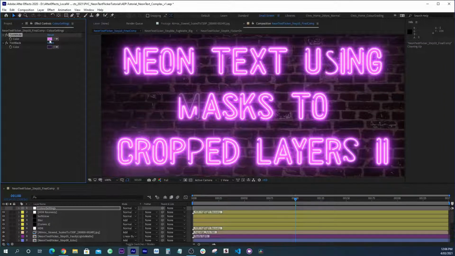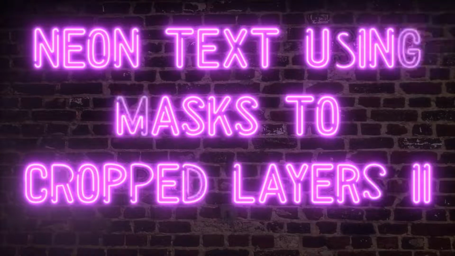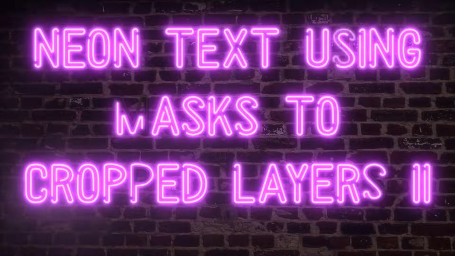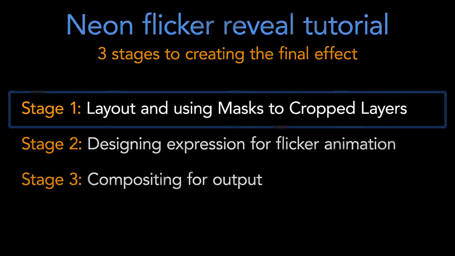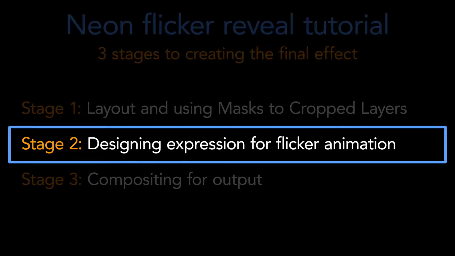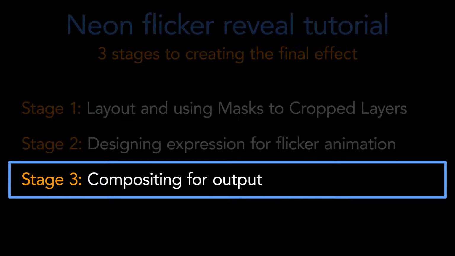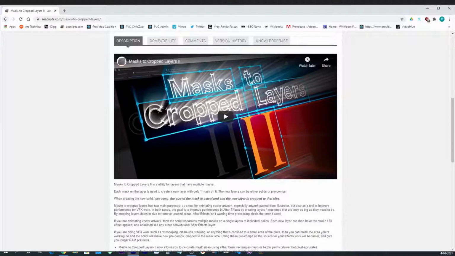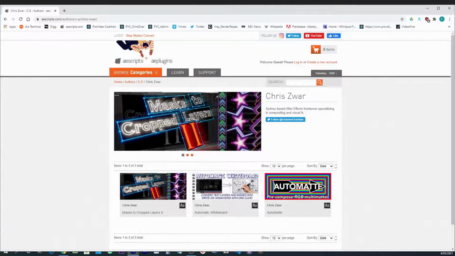So I'm going to leave you with that. So there we have it. That's our neon light reveal effect, and we've gone through all three stages. We've used the mask to crop layers script to separate text layers out into individual masks. We have written an expression that flickers our lights on like a neon light, and then we've composited the end result together. The masks to crop layers script can be found at AE Scripts and AE Plugins, along with a couple other scripts that I have available.